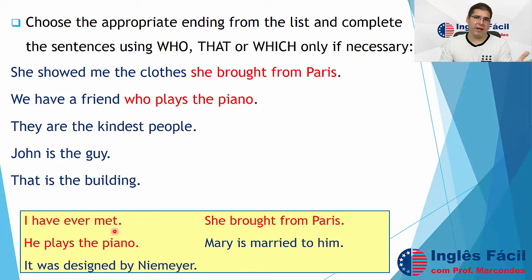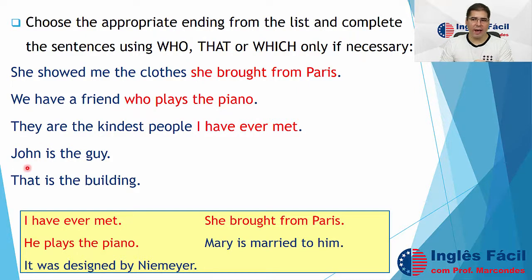And, of course, then it is possible not to use who or that. Okay, so we are going to say, they are the kindest people I have ever met. Of course, it would be correct to say, they are the kindest people that I have ever met, or who I have ever met, okay? But since the question asked us not to use them if possible, and it's possible, so we didn't use them, okay?